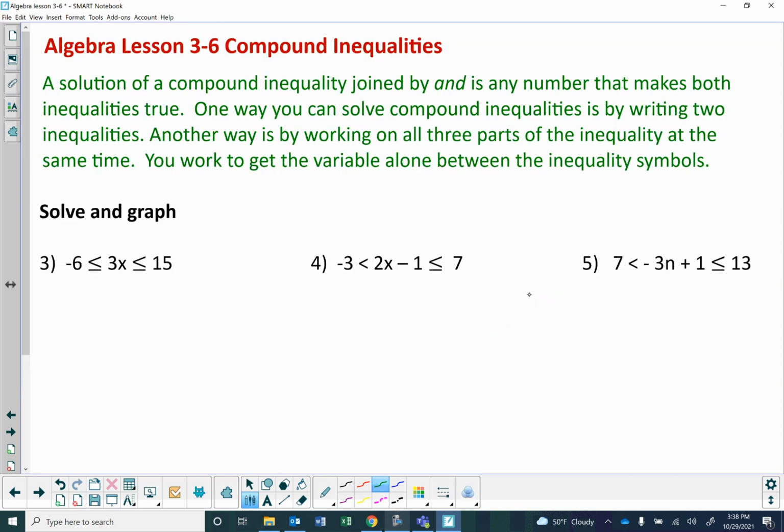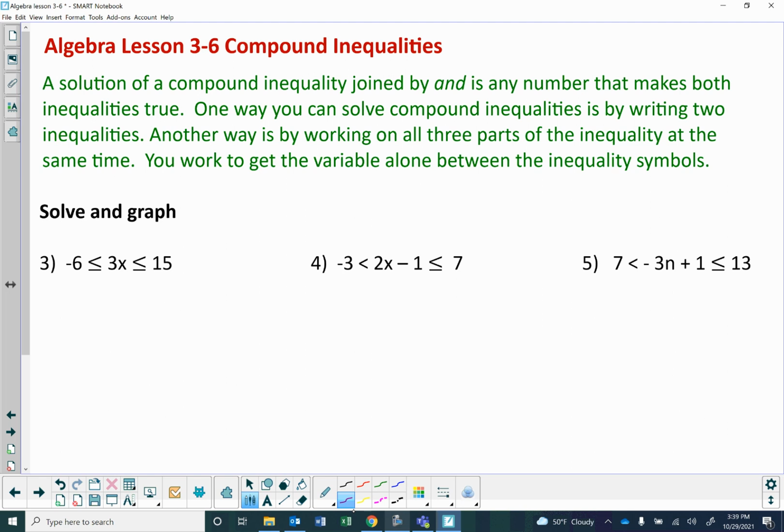Okay, now a solution of a compound inequality joined by and is any solution that makes both inequalities true. One way you can solve compound inequalities is by writing two inequalities. Another way is by working on all three parts of the inequality at the same time. Again, just like always, you work to get the variables alone between the inequality symbols, or the variables isolated, just like we've been doing for quite a long time now.